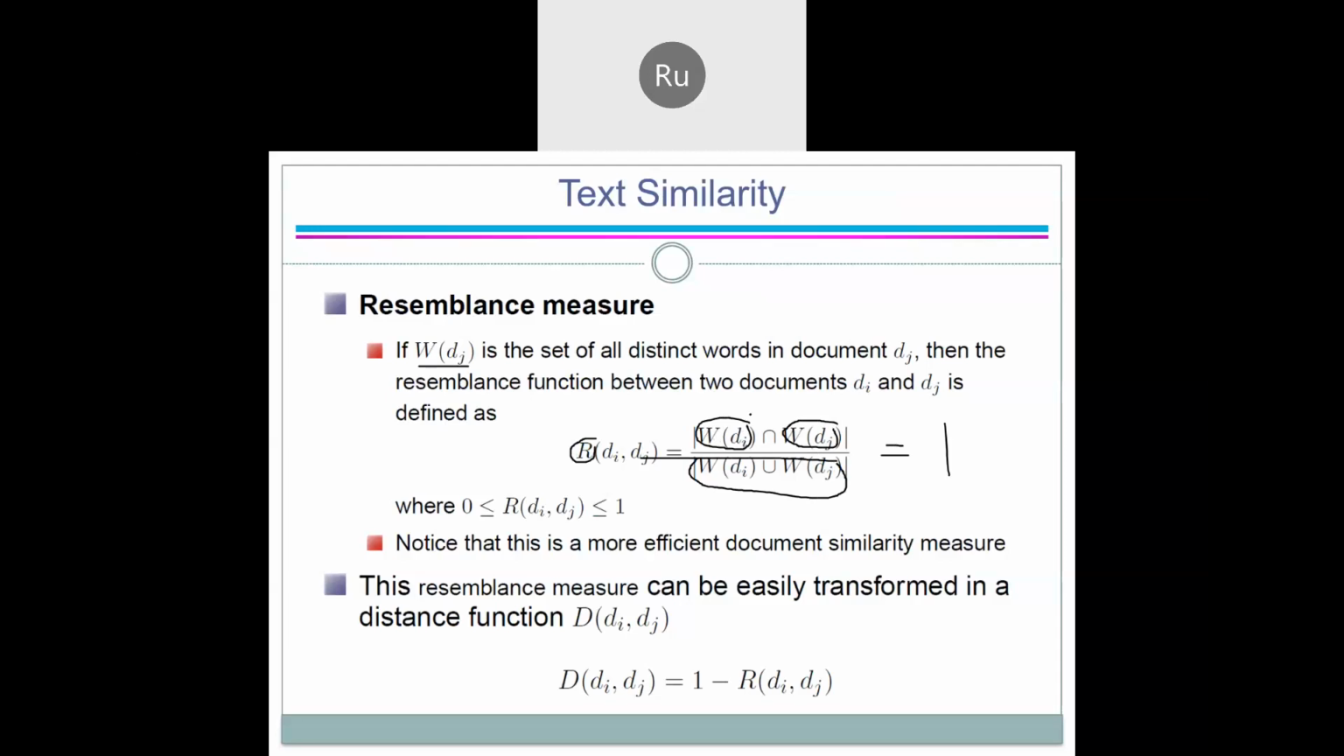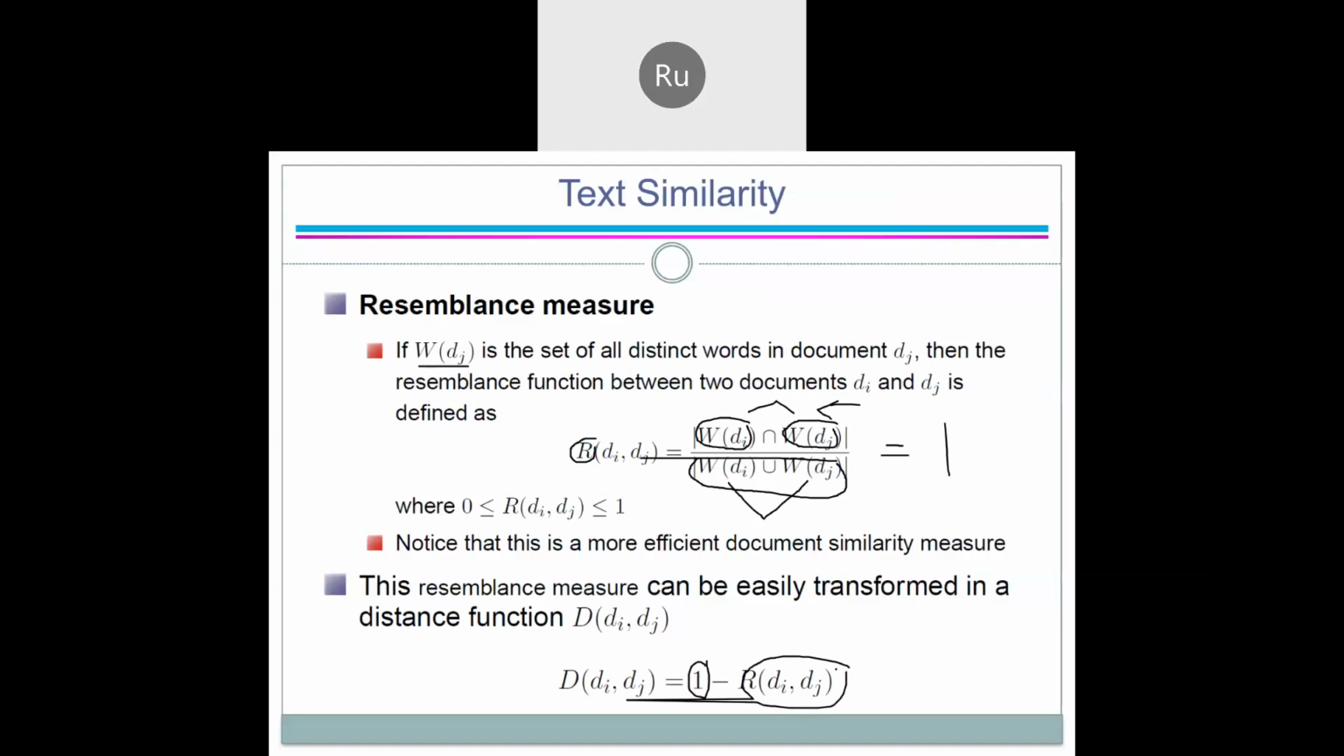Because if you do the intersection between these two, you will have all the common terms that you have. If you do the union, if they are the same, you will only have either the first document or the second document, which is equivalent to the top one. So this is the formula that we use to compute the resemblance. If we want to look at the differences, we just take 1 minus the resemblance.